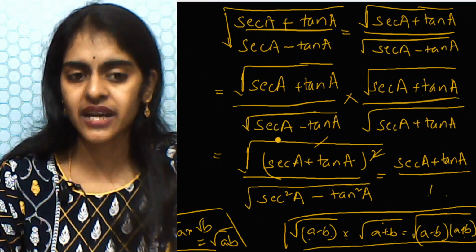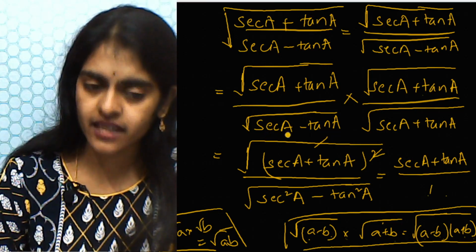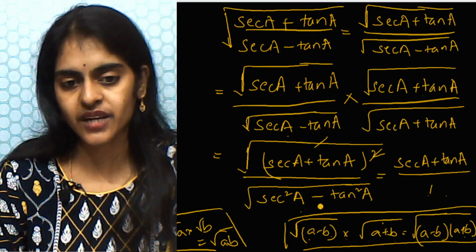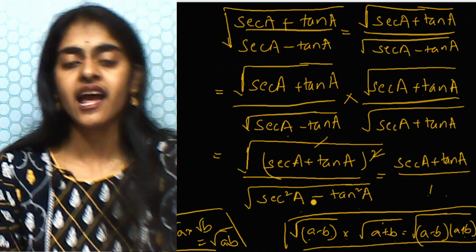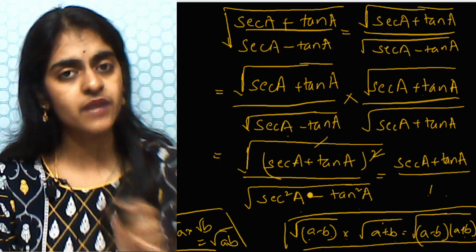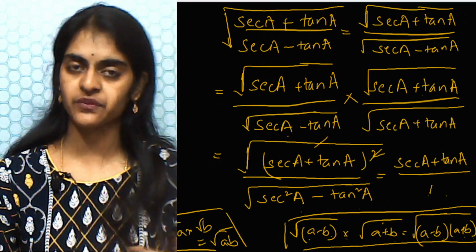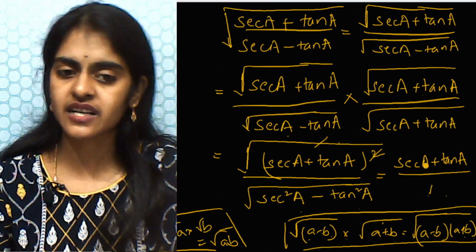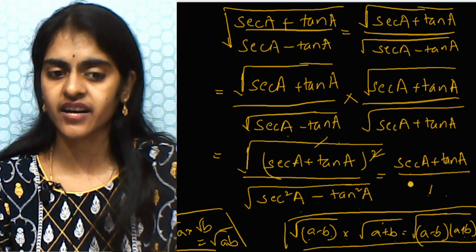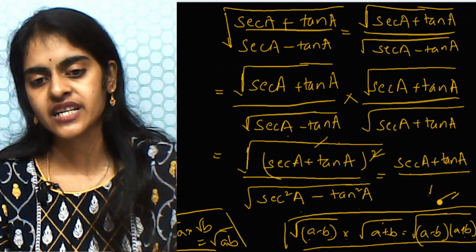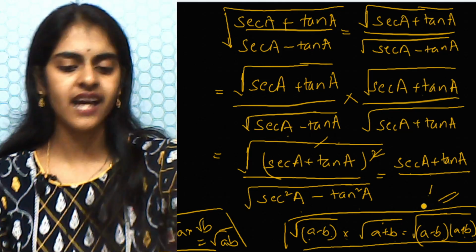But here, comparing, A is secant A, B is tan A. So it is secant square A minus tan square A. And you have an identity for secant square A minus tan square A, which is nothing but 1. Square root gets cancelled. You have secant A plus tan A divided by 1. So secant A plus tan A is the final answer.